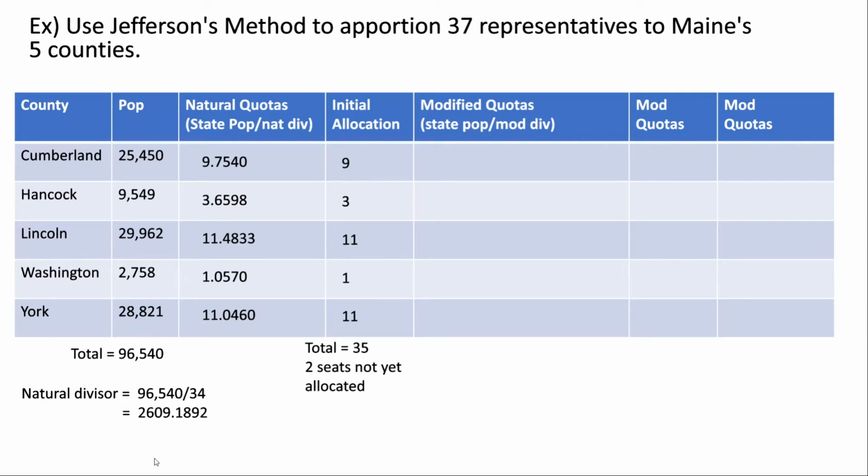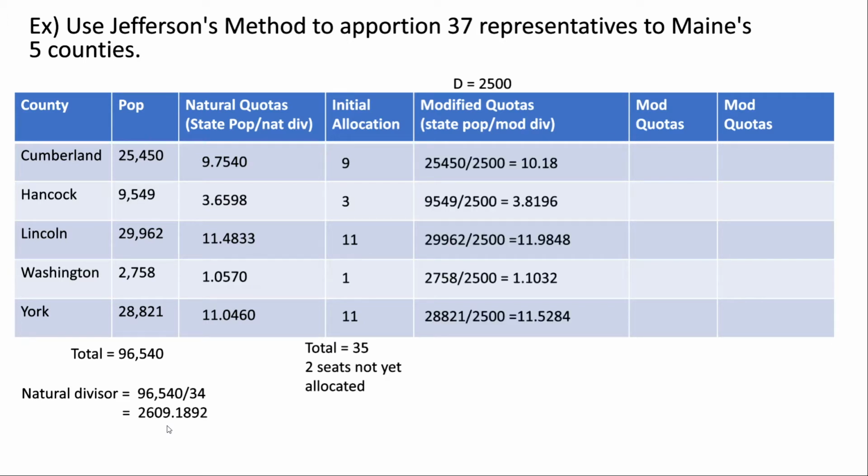So whatever modified divisor we want to try using, it should be smaller than 2,609.1892. So maybe you want to start by trying out 2,000, maybe you want to try out 2,600, maybe you want to try out 2,500. Whatever your first guess is, it should be smaller than the natural divisor whenever you are using Jefferson's method. So let's try 2,500. If we try 2,500 as our new modified divisor, we would take each state population, divide it by the modified divisor, and we have our new modified quotas over here.